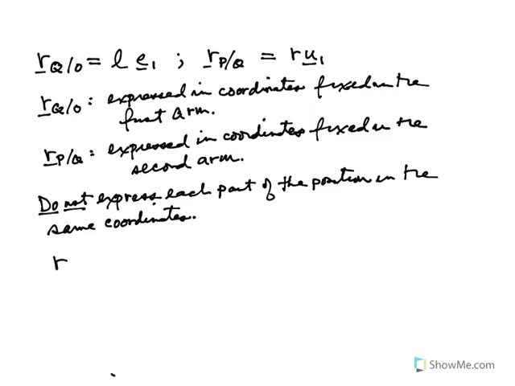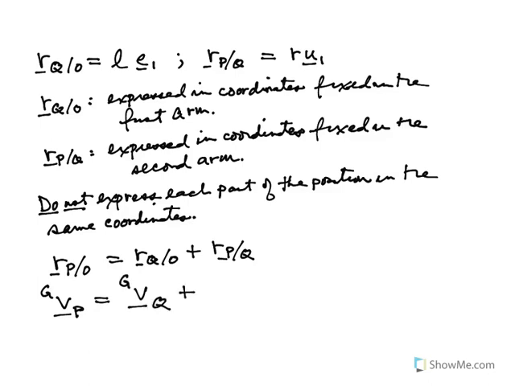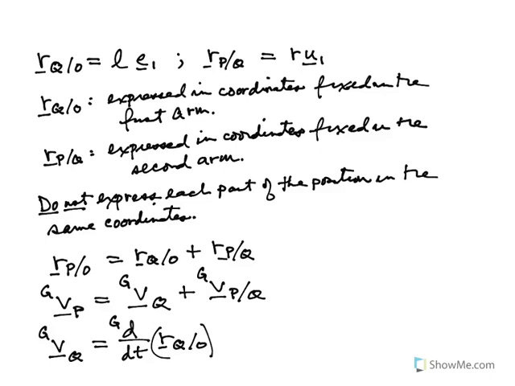So now I know that the position of P relative to O is equal to the position of Q relative to O plus the position of P relative to Q. Given that, the velocity of point P in frame G is going to equal the velocity of Q in G plus the velocity of P relative to Q in G. But what's the velocity of point Q in frame G? Well, that's equal to the rate of change in frame G of the position of Q relative to O. But now look at just that part of the vector.